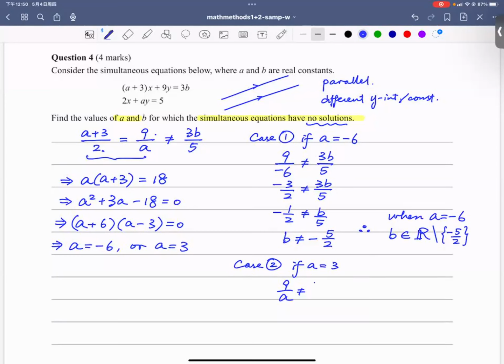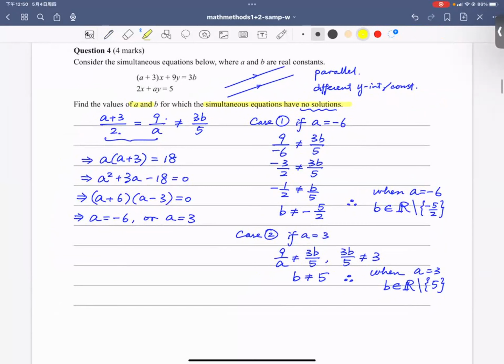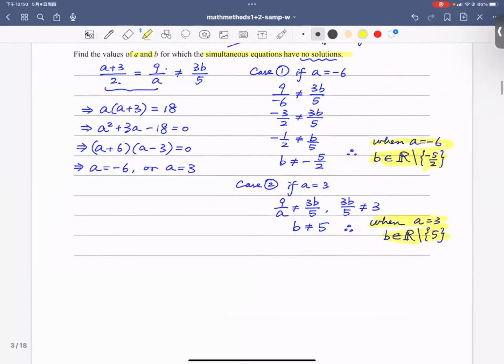Then the other case, case 2, if your a value is 3, then 9 over a not equal to 3b over 5. So 9 divided by 3 is 3. So 3b over 5 cannot equal to 3. Therefore, your b value cannot equal to 5. So when a equals to 3, your b value is any real number, but not 5, okay? Excluding 5. And that should be the answers to the question. These set and this set of values. So let's have a look at the next question.